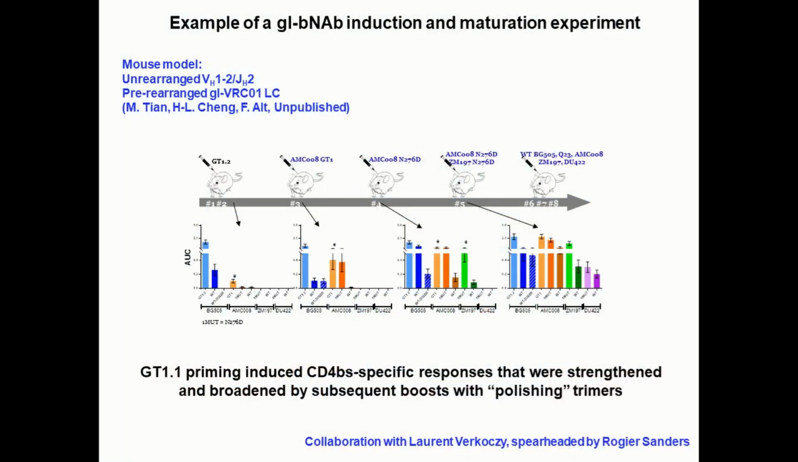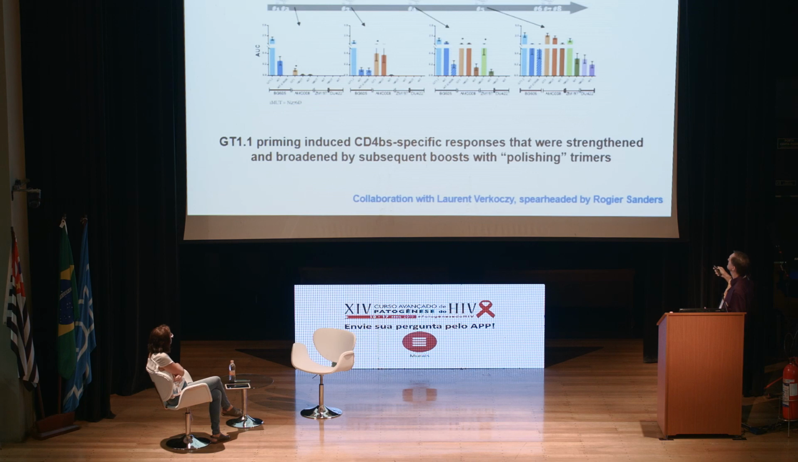And this is an experiment that Rohir did with Laurent Vercosi. So you do it in a VRC01 light chain animal, a knock-in mouse made by Fred Alt. And you see, after one immunization, you see some induction, but then you can put in a second trimer and get better induction, and a third trimer and get better induction. And in the end, you can get better induction of BNAbs in these knock-in mouse models. But you can't, in practice, have a human vaccine regimen with 5 different trimers. So we've got to understand this and simplify it and figure out what to make an optimal practical design.